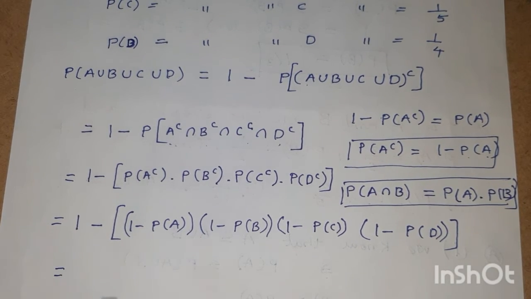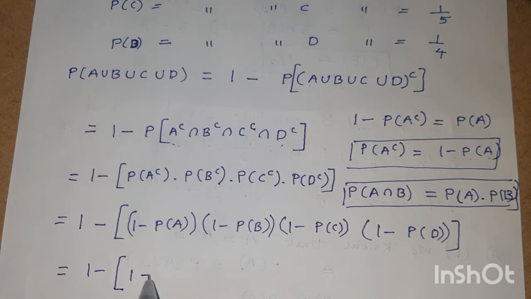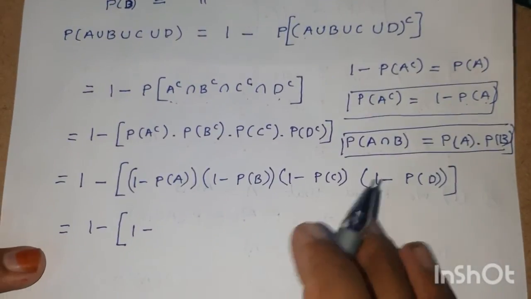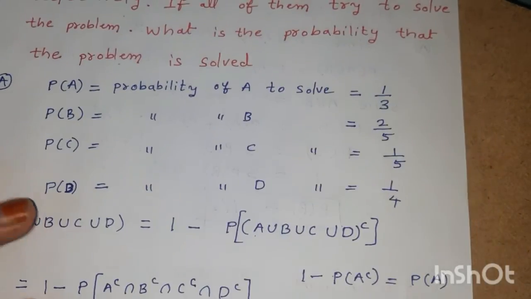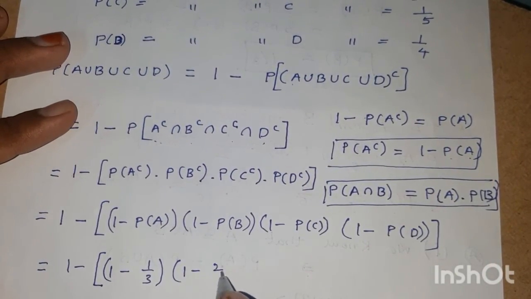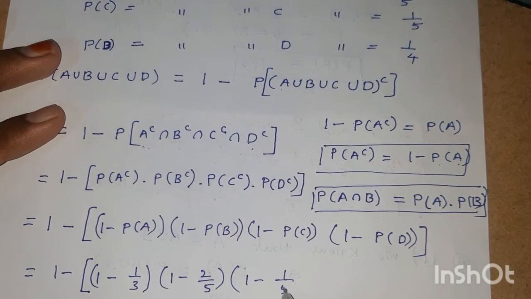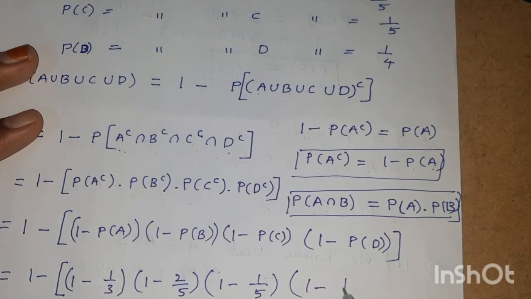Now, probability of A is 1 by 3. 1 minus P of B: probability of B is 2 by 5, so 1 minus 2 by 5. Probability of C is 1 by 5, so 1 minus 1 by 5. Probability of D is 1 by 4, so 1 minus 1 by 4.